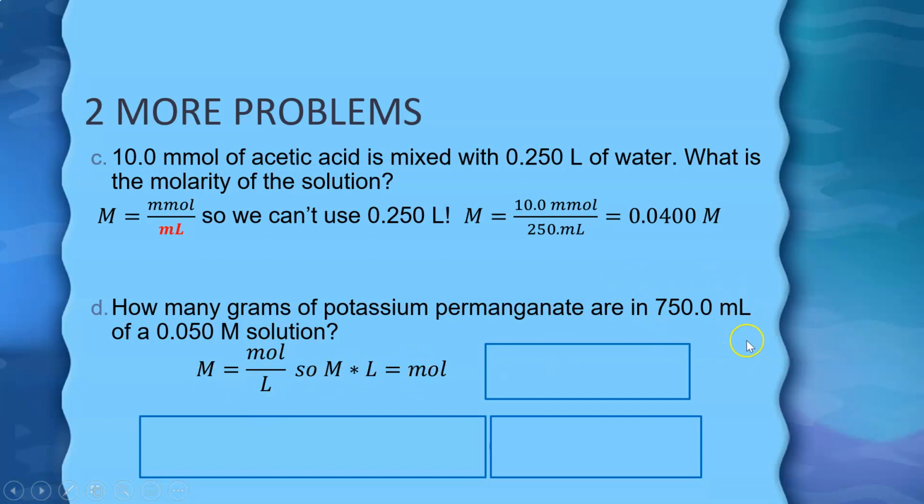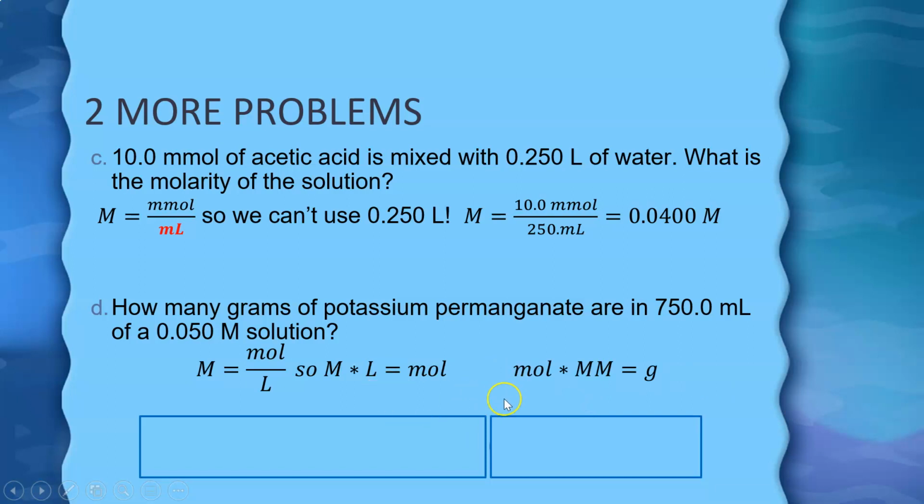Of course, right now I am in milliliters. So if I want to work in moles, I'm going to have to change that 750 milliliters to liters. And that's going to move the decimal place 3 times. It's going to be 0.7500.